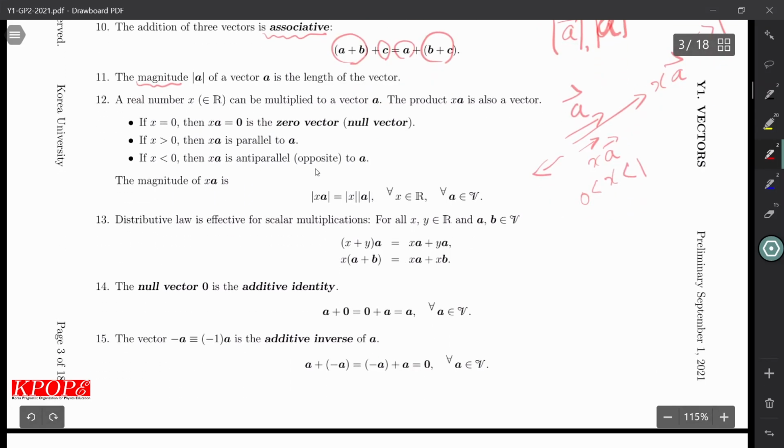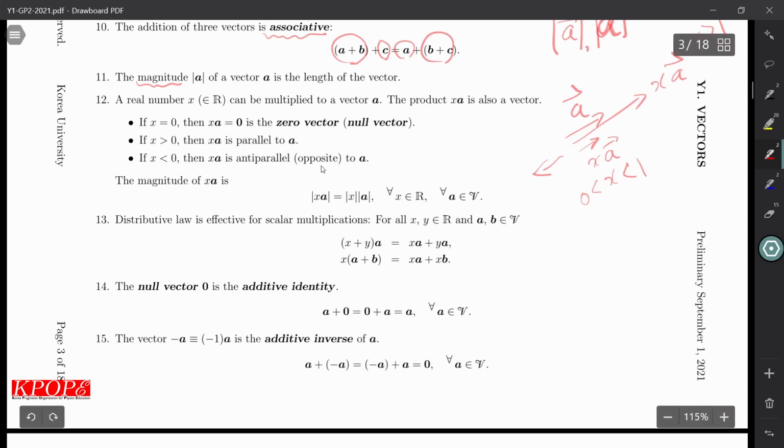So the magnitude of a vector is written in this form, and after multiplying by a scalar, the magnitude is the absolute value of that scalar x multiplied by the magnitude of A. There's also the distributive law, which is effective for scalar multiplication to a vector. This x and y are scalars, and A and B are vectors. So the distributive law works if we multiply the addition of scalars or the addition of vectors by a single scalar.